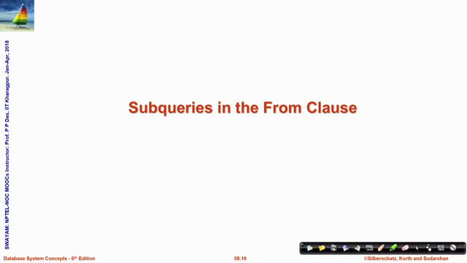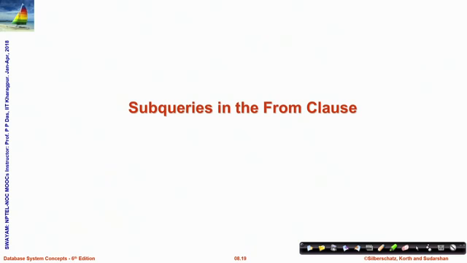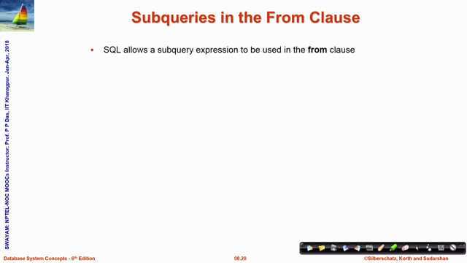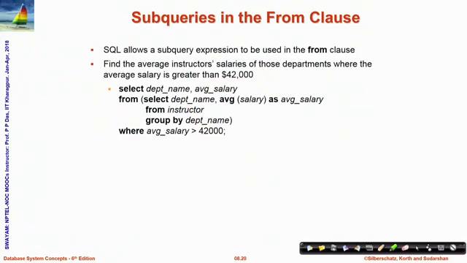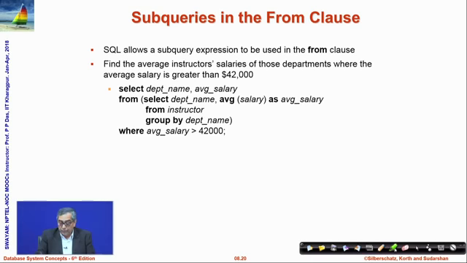Now, we move on. So, we have been discussing subqueries in the where clause. Now, we move on to subqueries in the from clause. As we have already seen, a nested subquery is a relation. So, it can naturally be used in the place of any relation that we have in the from clause. So, we are trying to find out average instructor salaries of those departments where the average salary is greater than 42,000.